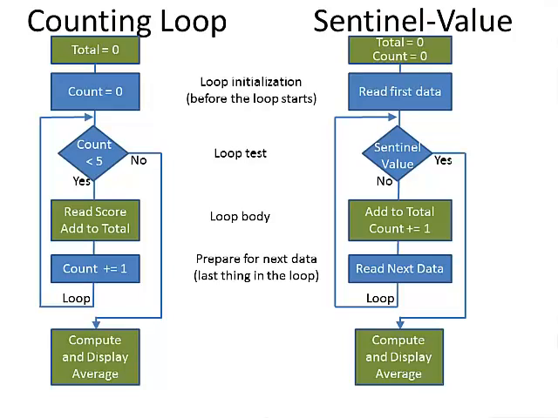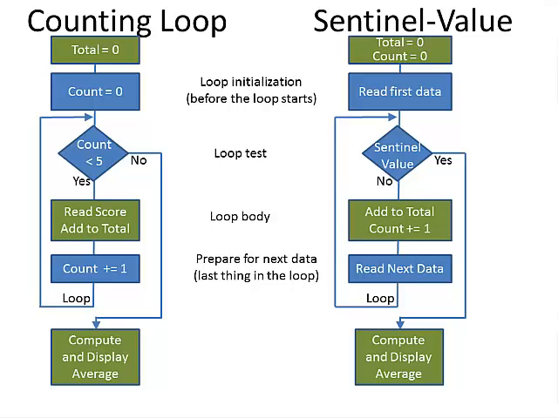Here's a comparison between the counting loop and the sentinel value controlled loop. At the top, in the green, I'm setting up my variables, so I have total equals 0. Now, in the counting loop, the count is really part of the control for the loop, so I put that in blue. So I have count as blue, and then count is less than or equal to 5 in the counting loop. I'm determining whether or not to loop. If I don't loop, then I read a score, add it to the total, and then increment my count.